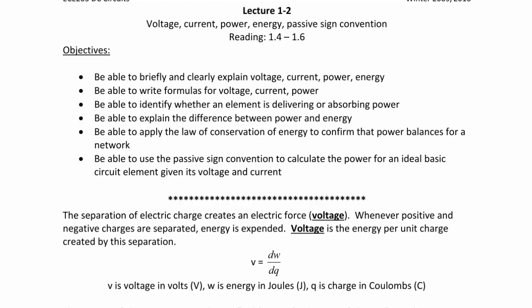Recall that the separation of electric charge creates an electric force or voltage. Whenever positive and negative charges are separated, energy is expended. Voltage is the energy per unit charge created by this separation. Another way of stating that is that v = dw/dq, where the units are change in energy, or change in joules, over change in coulombs. So the units for volts are joules per coulomb.